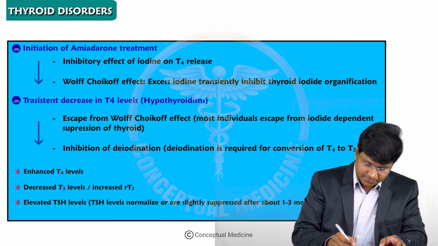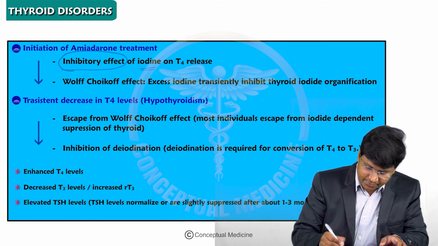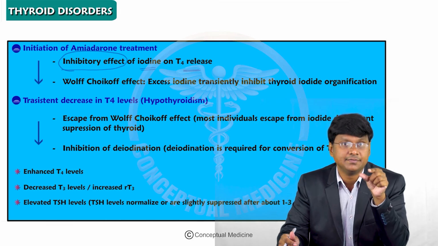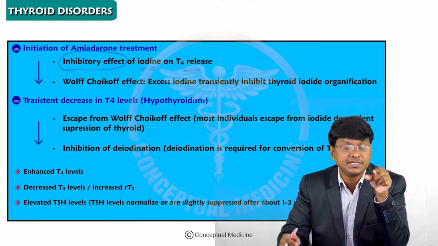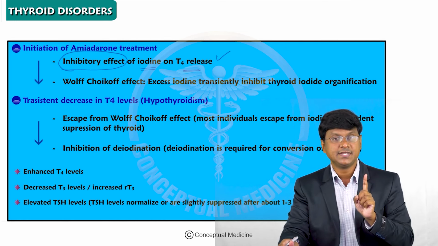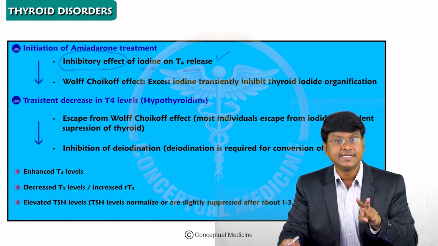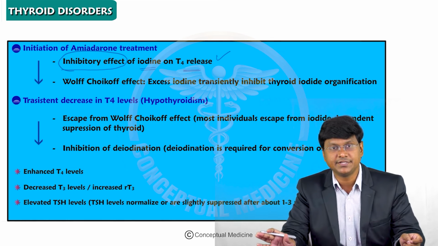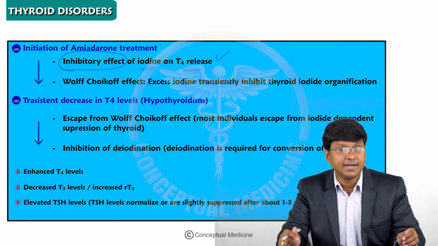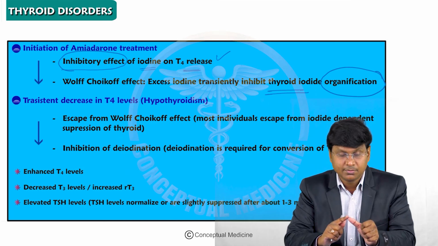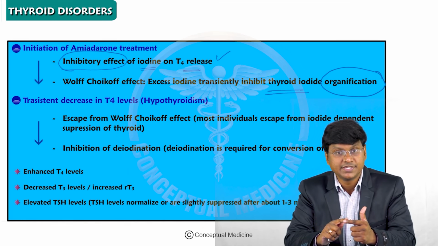What is that? Number one, the inhibitory effect of iodine on T4 release. Amiodarone is a drug which has iodine, and the iodine present in amiodarone will inhibit the release of T4 from the follicular cells. That can cause hypothyroidism. And the second important thing is that amiodarone inhibits the enzyme 5-deiodinase, so T4 is not converted into T3. Another important thing is that amiodarone can induce the Wolff-Chaikoff effect. It can inhibit thyroid iodide organification. Thyroglobulin, when it combines with iodine, results in monoiodotyrosine and diiodotyrosine.